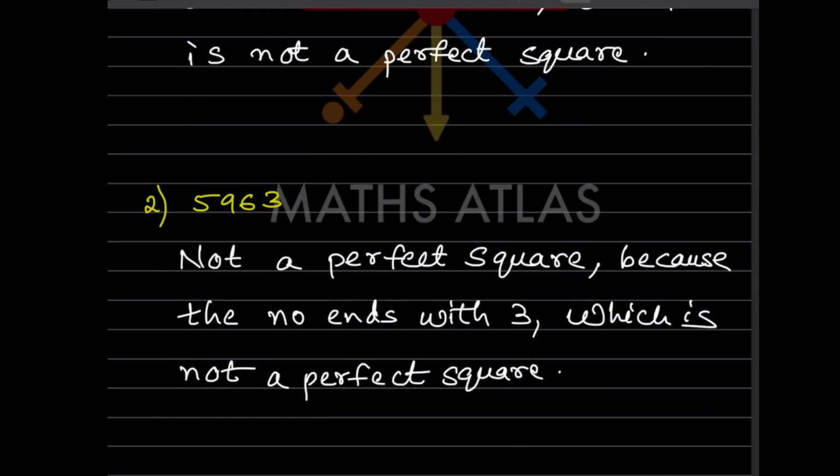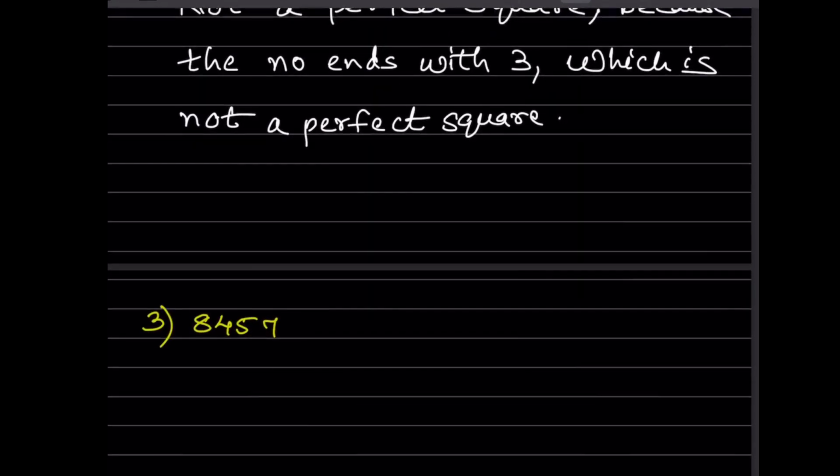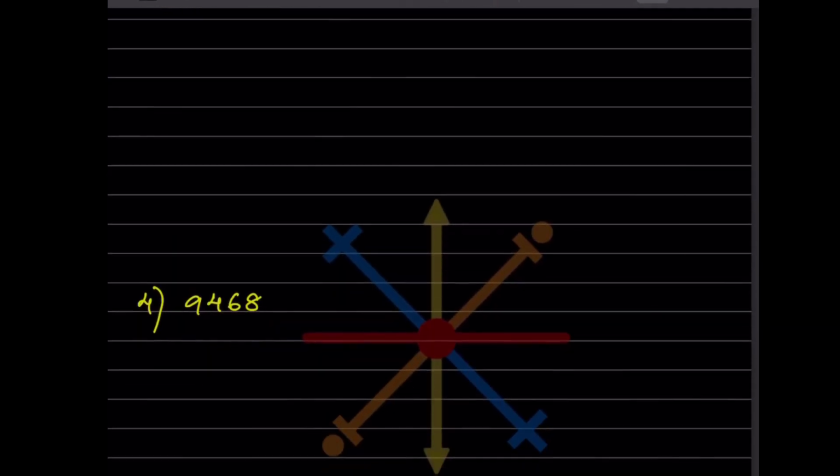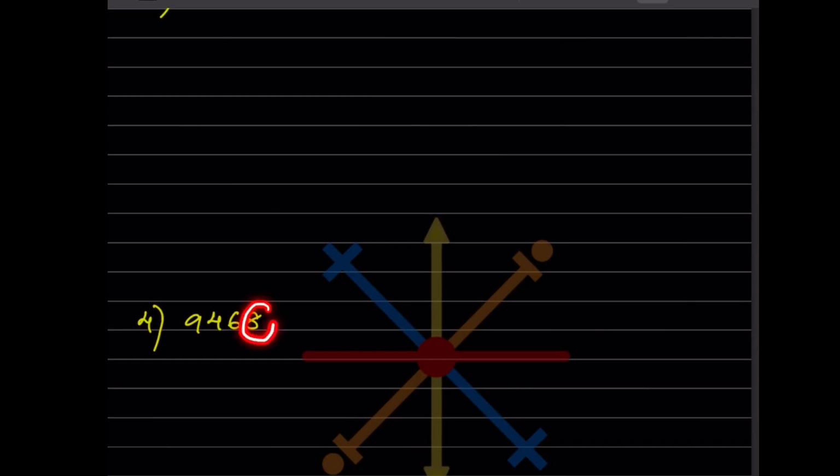Now here, 7. You know the rule that it is not a perfect square because the number ends with 7. You can write the same thing over here; only in place of 3 and 2, you have to write 7, whereas the explanation is the same. Here again you can see 8. You will say it's not a perfect square because the number ends with 8, which is not a perfect square.